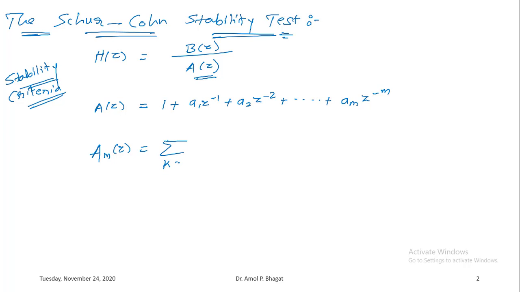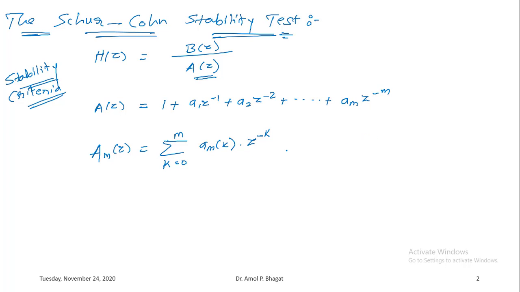summation k equals 0 to m of am of k, right, into z to the power minus k. Okay, or you can simply indicate it as ak z to the power minus k. So here the value of this k is varying from 0 to m, right?